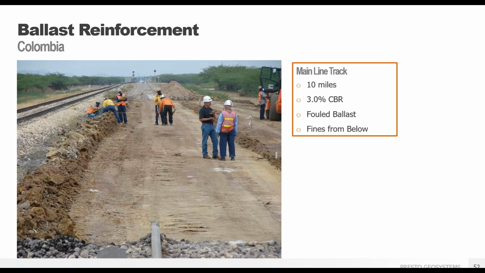Here's a track we did down in Columbia. It's about 10 miles of track. This was an interesting job because the subgrade wasn't really that bad. It was a CBR of about 3. The biggest issue is that they had a fouled ballast. It was for a coal line, so a lot of coal fines were getting into and contaminating the ballast layer.